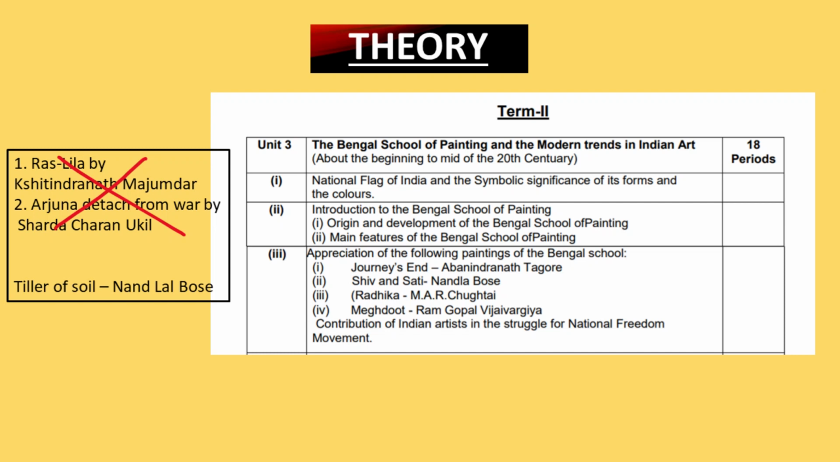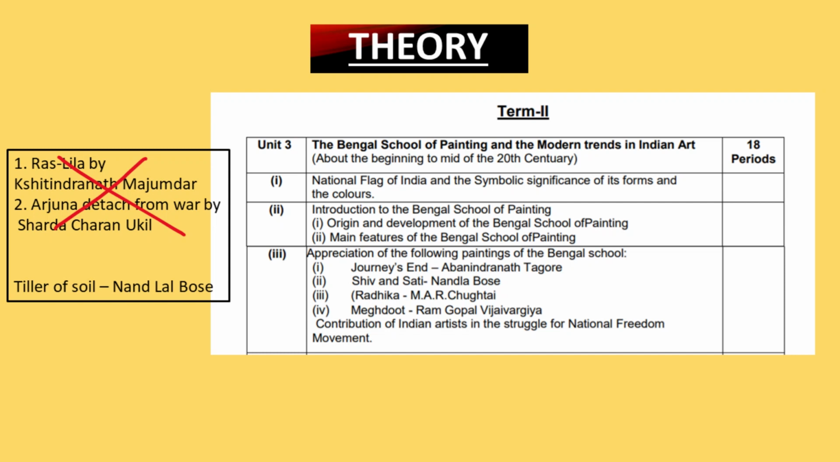First thing that we need to do is the National Flag of India and the symbolic significance of its forms and colors. Then comes Introduction to the Bengal School of Painting, which includes origin and development of Bengal School, main features of Bengal School of Painting, and third comes Appreciation of the following paintings of Bengal School. First is Journey's End by Abanindranath Tagore, second is Shiva and Sati by Nandlal Bose, third comes Radhika by M.A.R. Chughtai, fourth is Meghdoot by Ram Gopal Vijayvargiya. And last is Contribution of Indian Artists in the Struggle for the National Freedom Movement.